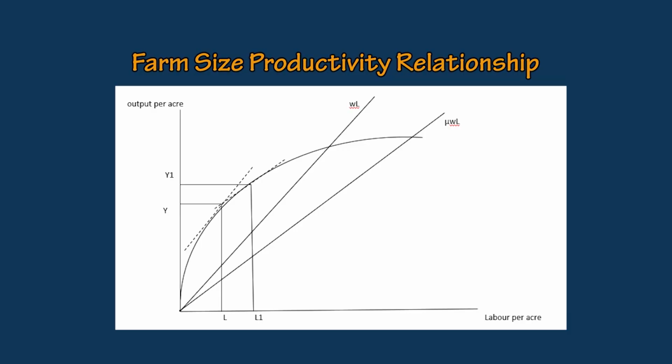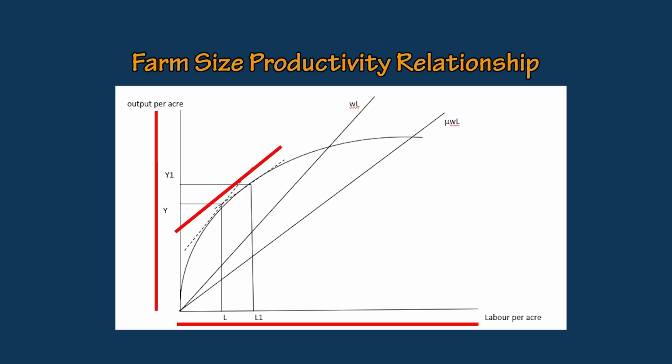Now, what will be its implication? To find the implication, let us consider this particular diagram. In this diagram, output per acre is represented on the vertical axis, while labor per acre is represented on the horizontal axis. The concave function represented in the diagram is actually the production function. Now, let us start with the large farm.